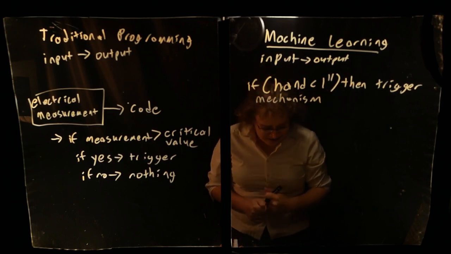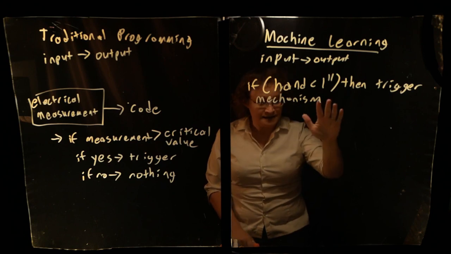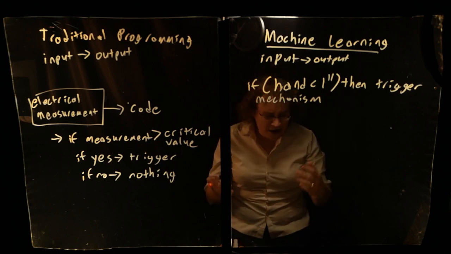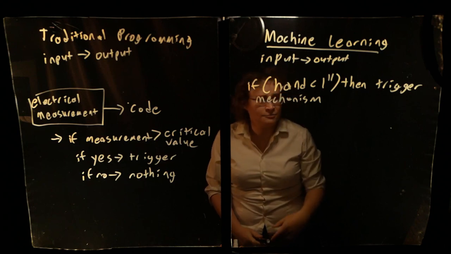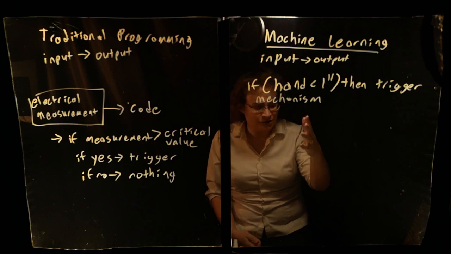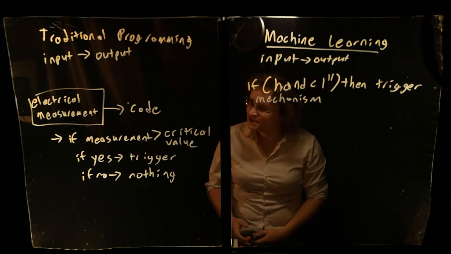So if this was something that we could easily measure, it would be fairly straightforward to program. We could just say, look, if the hand is within an inch of the blade, drop it down. And that would be the ideal. But you can probably see the problem with this, which is that we don't have a very direct way of determining how close the hand is to the blade.